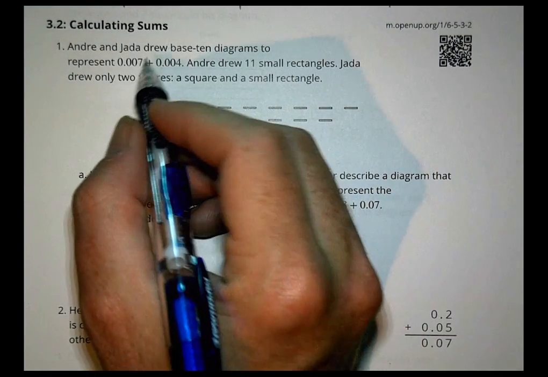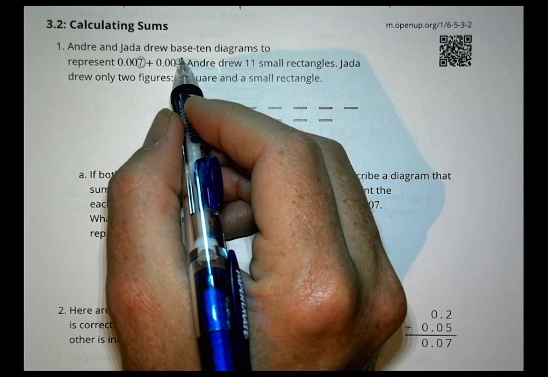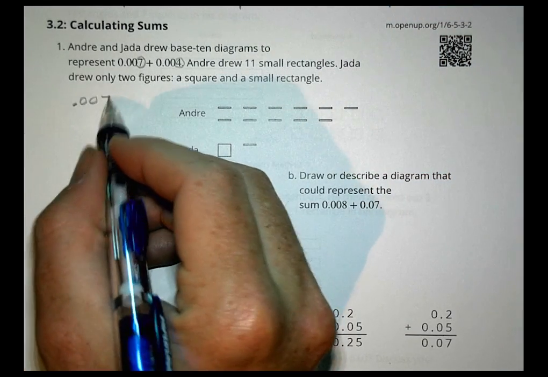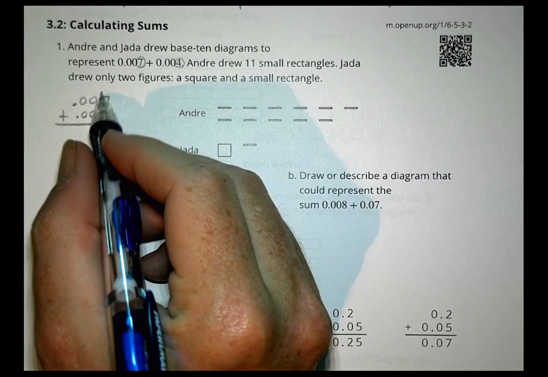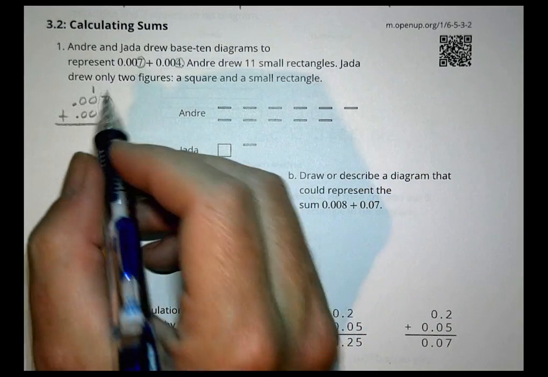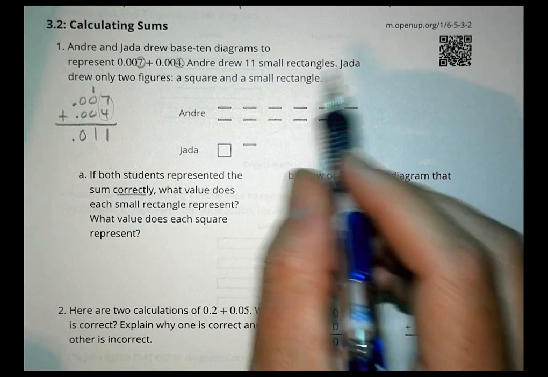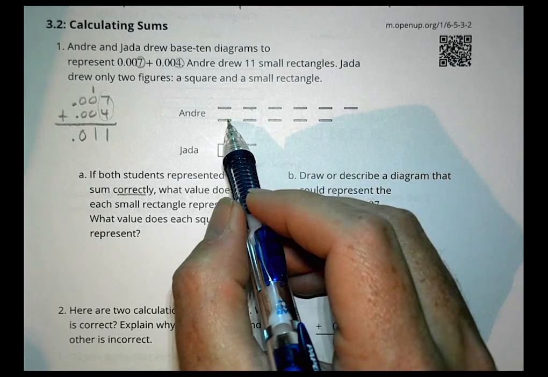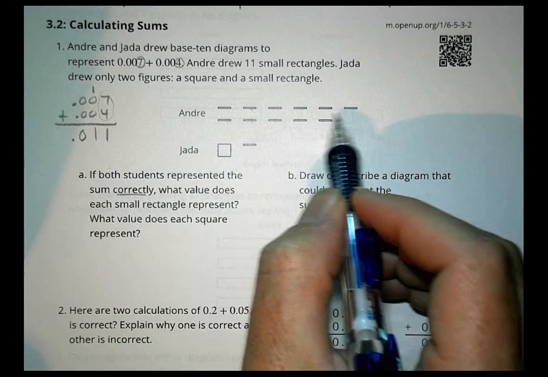Okay, so here we have 7 thousandths and 4 thousandths. Now computationally, that becomes 0.007 plus 0.004. And we can see already 7 plus 4 is going to be 11. So we're going to have to do some regrouping there. So we have 1 there and 0 there. What Andre's done is Andre said, let's do 1, 2, 3, 4, 5, 6, 7, and we add 4 more, 1, 2, 3, 4. And that makes sense.